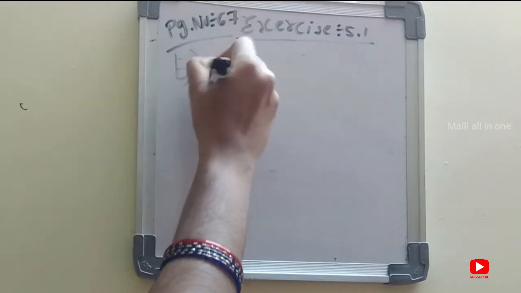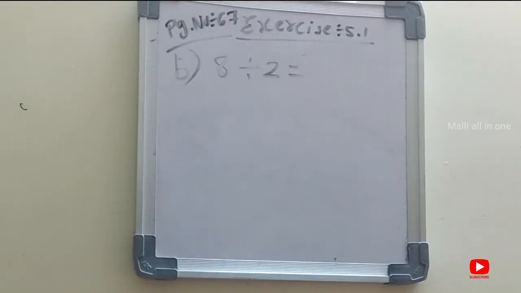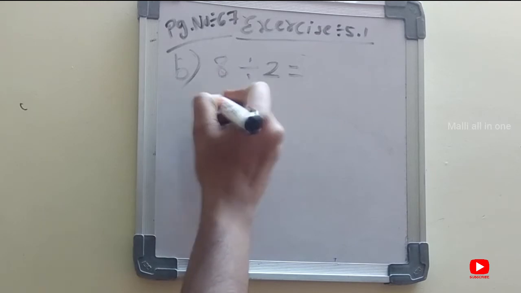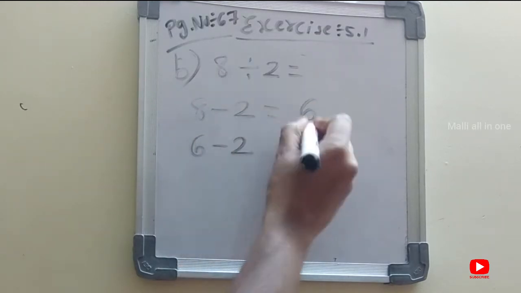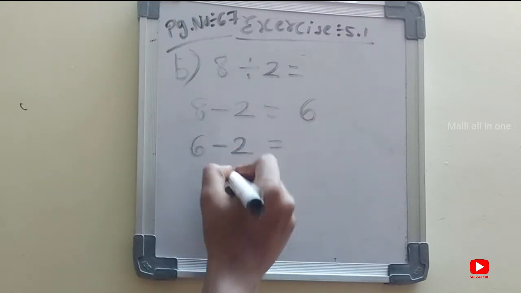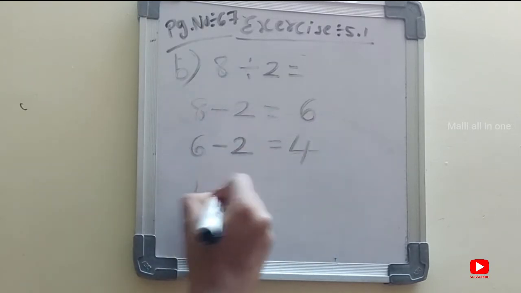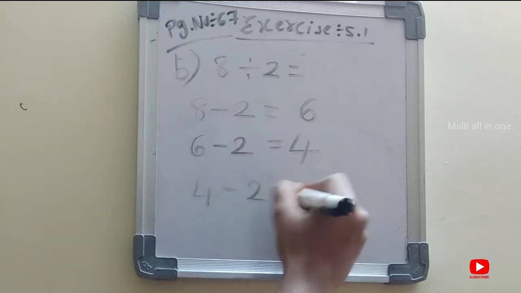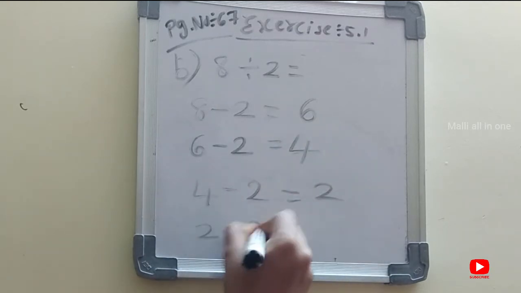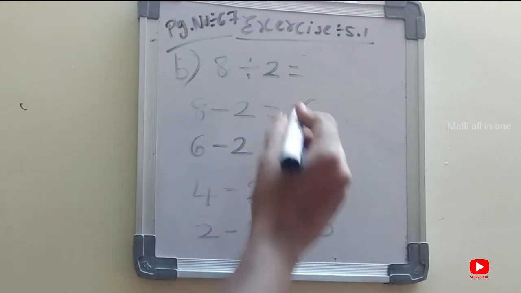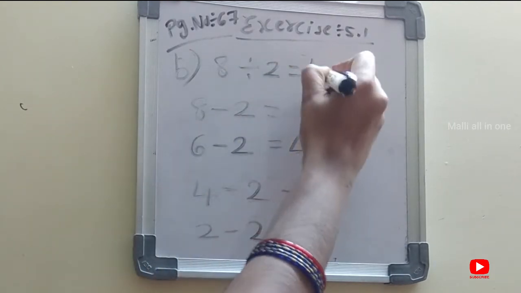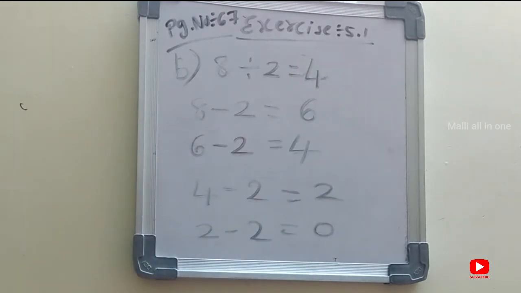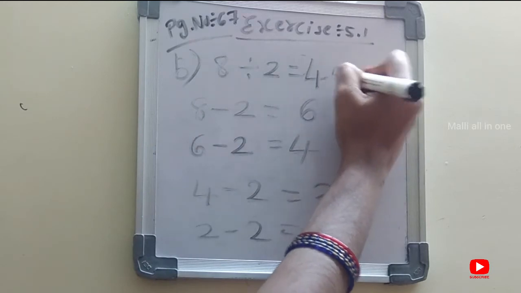Okay. Now B sum. 8 divided by 2. So 8 minus 2, how much? 6. 6 minus 2, repeated subtraction of 2, so 4. 4 minus 2 again, 2. Now 2 minus 2, 0. So how many steps did we get? 1, 2, 3, 4. The answer by repeated subtraction is 4. The quotient is 4.